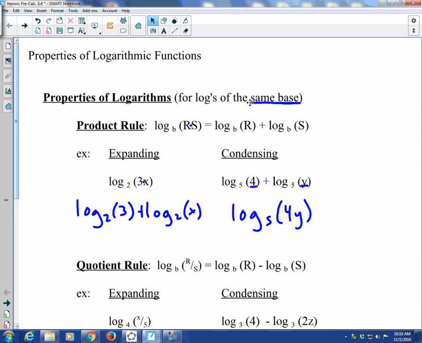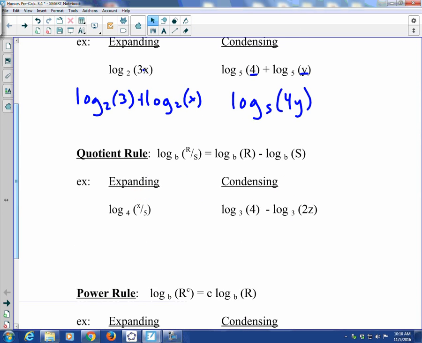The quotient rule says that a division in our logarithm is going to expand out into a subtraction of two logs of the same base. So if we've got log base b of r divided by s, we're going to say that that is equal to log base b of r minus log base b of s.